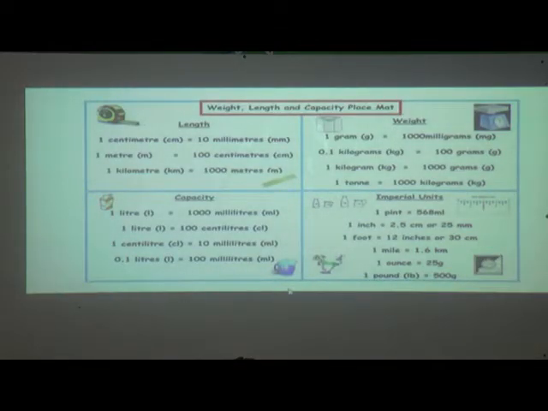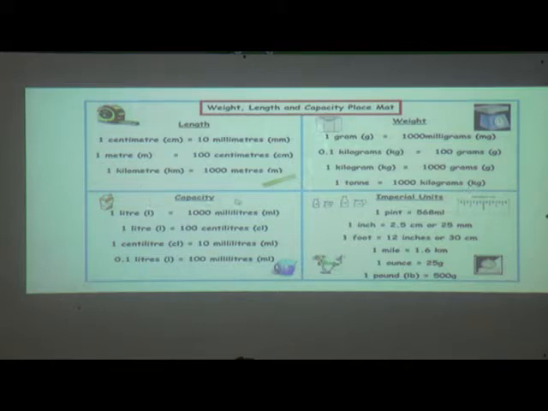Here also weight, length and capacity placement is there. See, length: 1 centimeter is equal to 10 millimeter, 1 meter is equal to 100 centimeter, 1 kilometer is equal to 1000 meter. And for weight, 1 gram is equal to 1000 milligram, 0.1 kilogram means 100 grams, 1 kilogram is equal to 1000 grams and 1 ton is equal to 1000 kilograms.